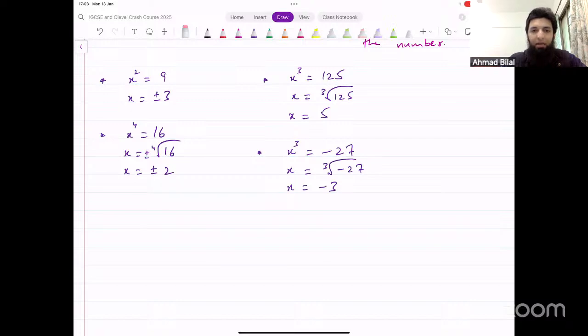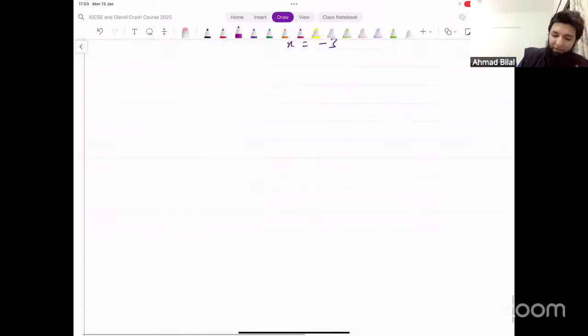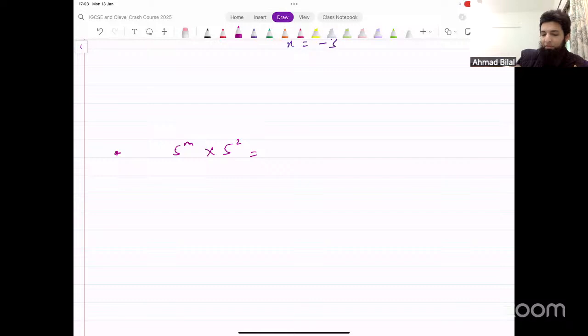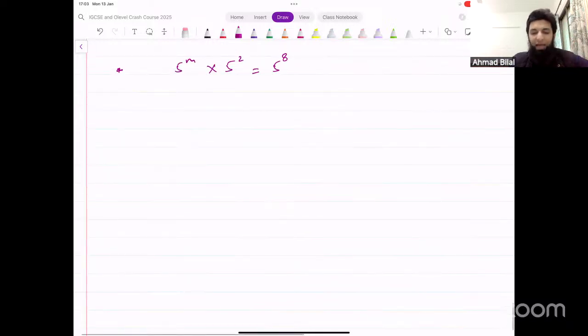All right. Now, using these indices rules, you need to be able to solve some other kinds of equations as well. For instance, you will have an equation like this. Let's say you have 5 raised to the power m multiplied by 5 raised to the power 2, and that is equal to, let's say, 5 raised to the power 8. Now, what's the value of m that you get from that? How do you solve this?